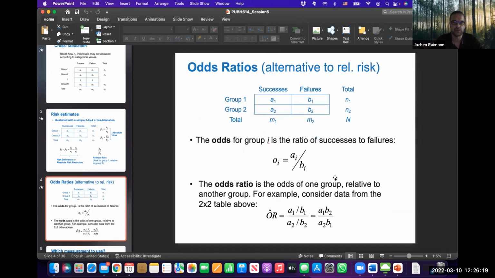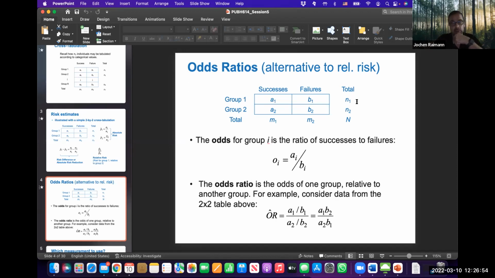Then you have the odds ratio. And here you have really the odds, success over failure, and that really changes the way you're looking at this. So essentially, when you have the odds for group 1 and the odds for group 2, you derive the odds ratio for both groups. So by that, you're relating the odds over each other. So transforming this from a risk ratio to an odds ratio really changes the interpretation entirely.